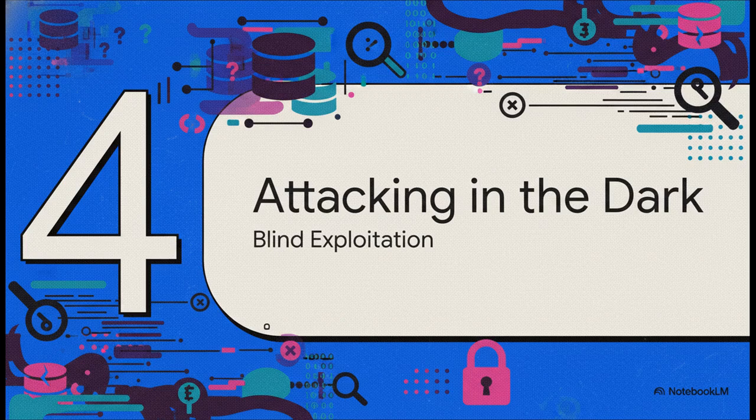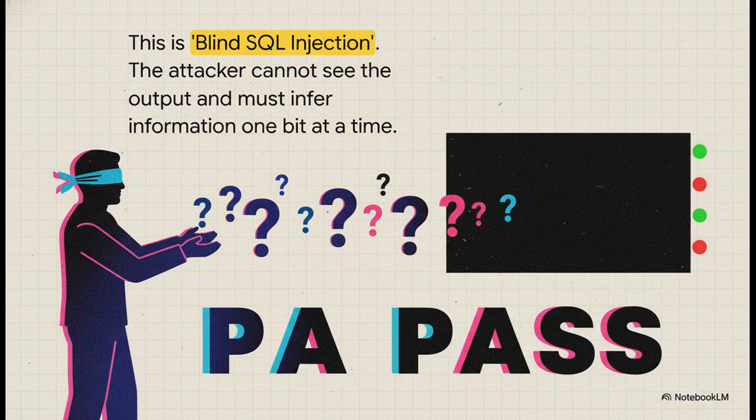But what if the developers have been more careful? What if they've configured the application so it never shows you a detailed error message and it doesn't display weird, unexpected data? Does the attack stop there? Not a chance. The attacker just has to work in the dark. This is where things get really clever. It's called blind SQL injection.